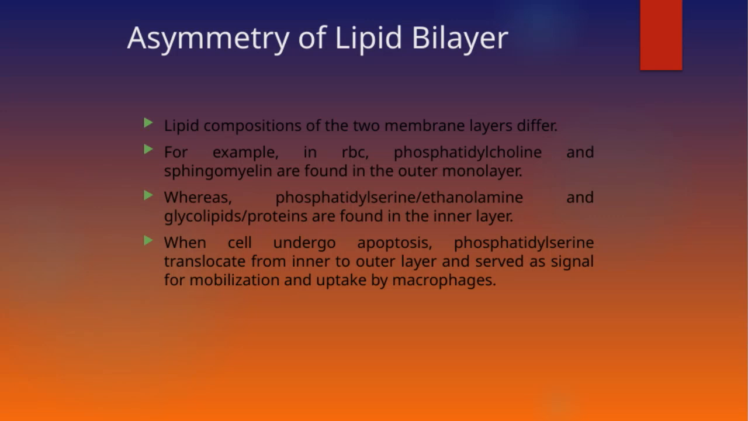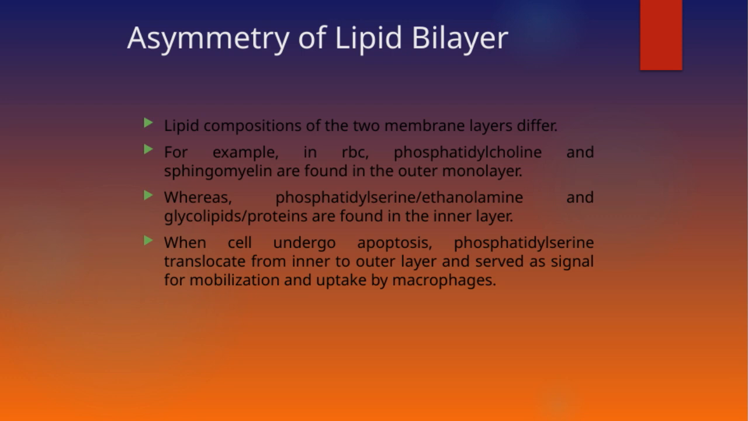Let's take a closer look at the lipid compositions of the two membrane layers. As you can see, they are different, which is quite important for their function. For example, in red blood cells, or RBCs, phosphatidylcholine and sphingomyelin are predominantly found in the outer monolayer.